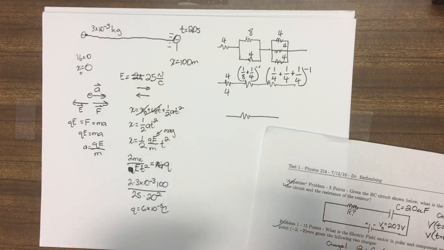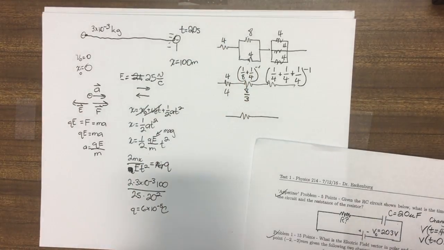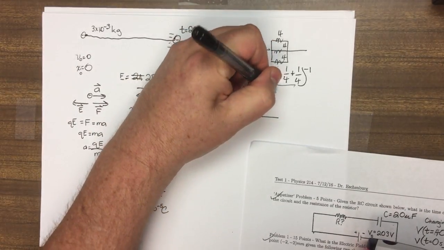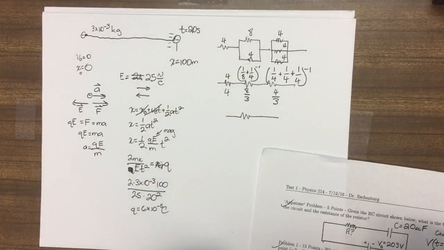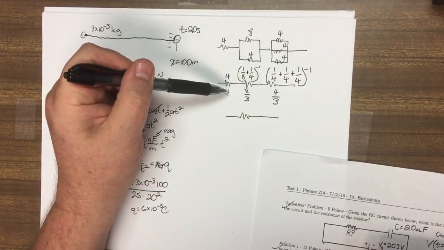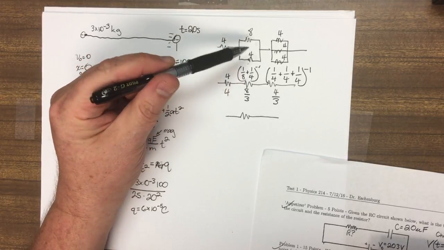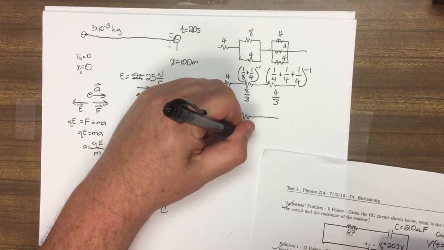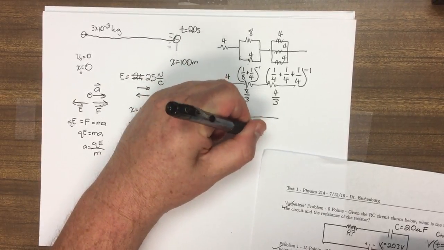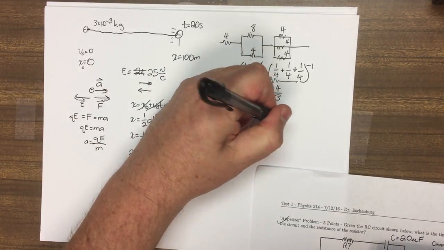Remember to keep everything in fractions. 8 thirds. This is 4 thirds. And then the total is 12 thirds plus 8 thirds is 20 thirds plus 4 thirds is 24 thirds, or 8 ohms. And that is Req.